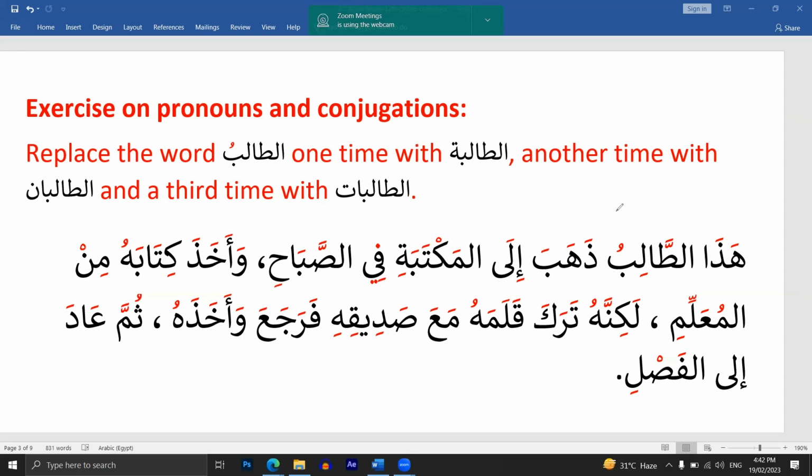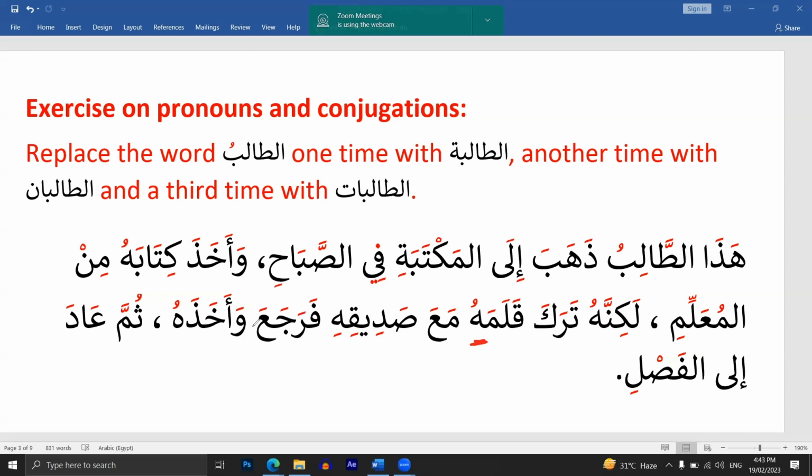لكنهن تركن قلمهن, again, not قلمهما but قلمهن, مع صديقهن. Because it's genitive, it is هن: صديقهن.